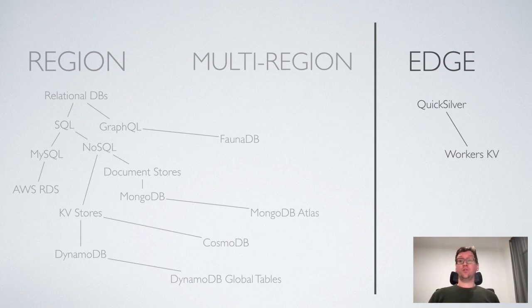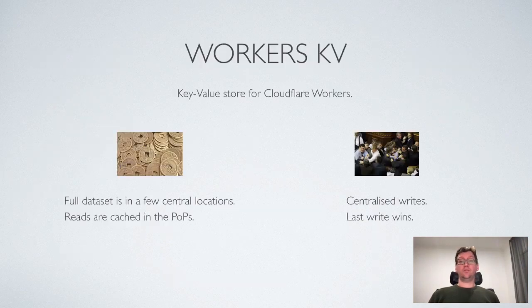The next iteration was Workers KV. Workers KV is a key value store for Cloudflare Workers. Money wasn't much of a problem because the full dataset is only stored in a few central locations. At the edge, we only cache recently used entries. And the story with consensus is pretty similar. Not only are the writes centralized, but there's no attempt to create consensus. The last write to arrive at the server wins.